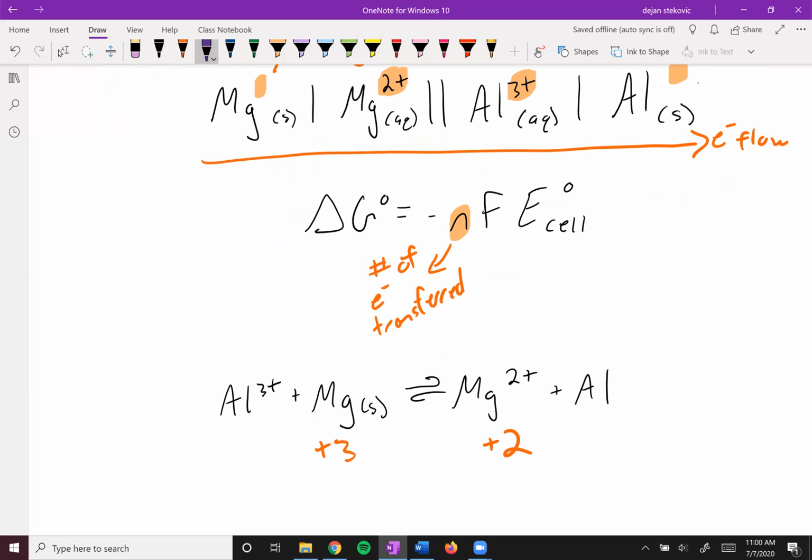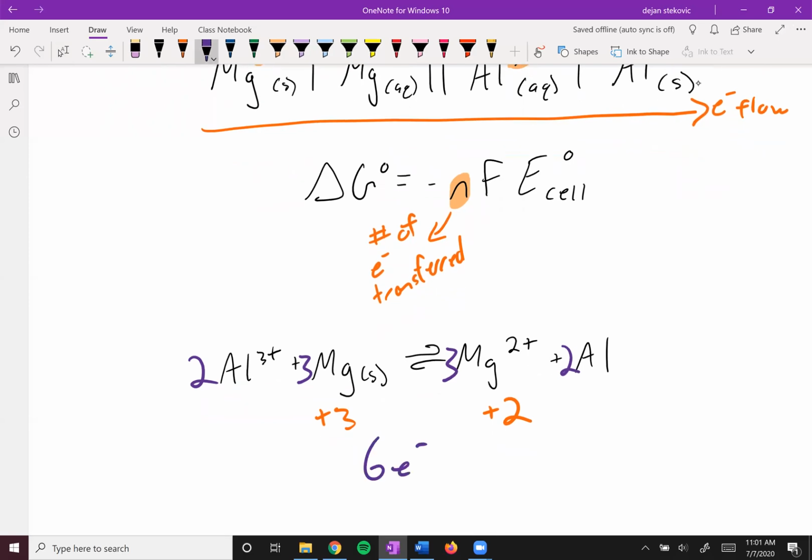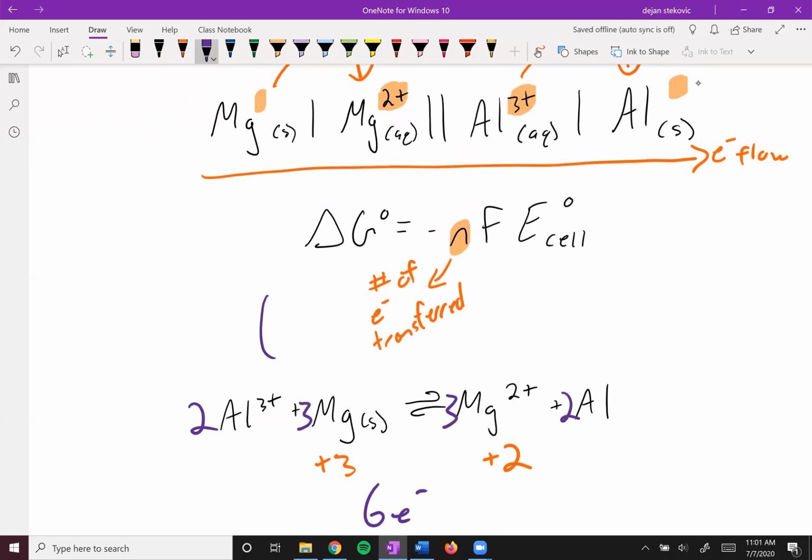So to get a charge of 6, we need to multiply the aluminum by 2. Go ahead, do that on both sides. And then to balance out the magnesium, we need to multiply it by 3. So go ahead, do that on both sides. The end result is this is a transfer of 6 electrons. You can see now that the equation above is balanced in terms of both elements and charge. So 6 electrons is going to go here. Or we could just put really just 6 here.